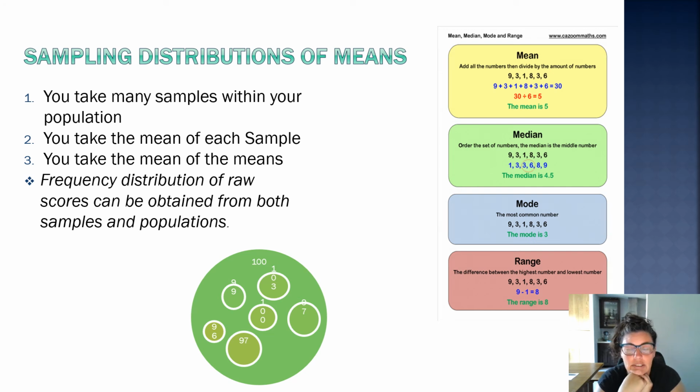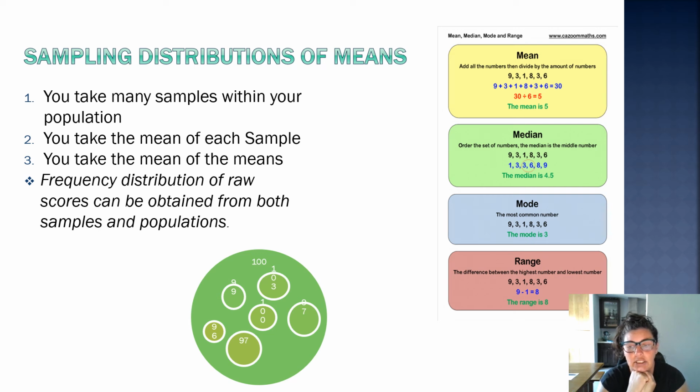Our mode is the most common number. So in 9, 3, 1, 8, 3, 6, our mode is 3 because there are two 3s. So mean is your average, median is your middle, mode is the most common.